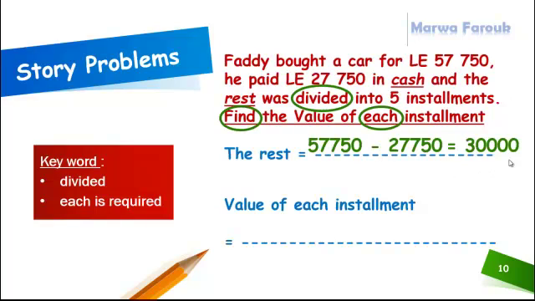So we are going here to divide 30,000 divided by 5. 3 divided by 5 can't be, so we make 30 divided by 5 equals 6, and then 0 divided by 5 is 0, 0 divided by 5 is 0, and 0 divided by 5 is 0. So we got 6,000 pounds. Okay, let's take another one.